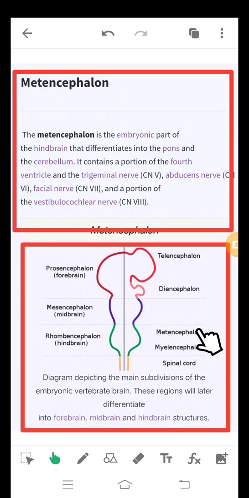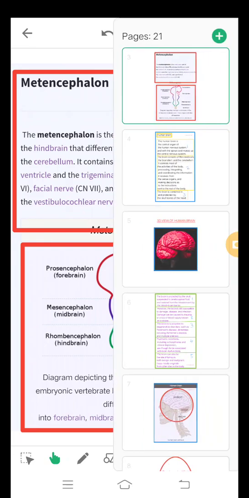Metencephalon is an important region. It is the embryonic part of the hindbrain that differentiates into the pons and cerebellum. It contains a portion of the fourth ventricle, the trigeminal nerves, abducens nerves, facial nerves, and a portion of the vestibulocochlear nerve. Then this is the portion of the spinal cord.